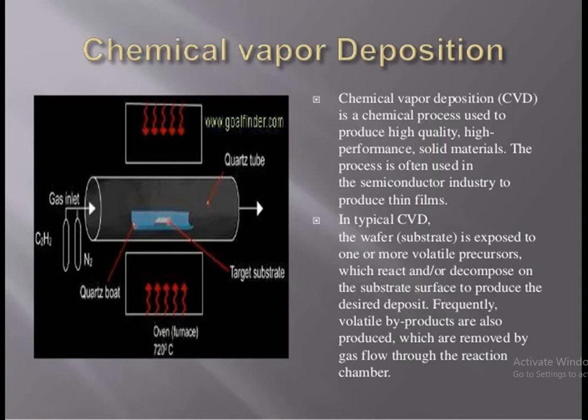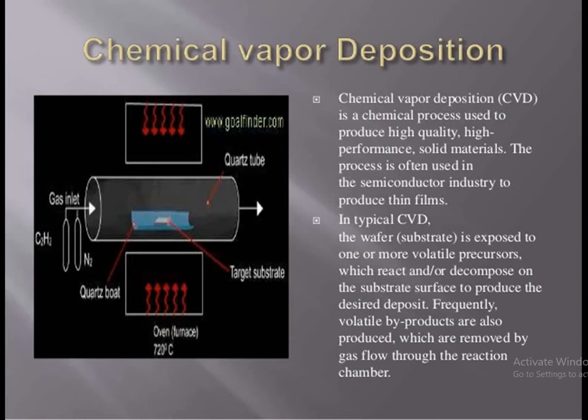As the name suggests, chemical vapor deposition is a chemical process which is used to produce high quality, high performance solid material. The process is often used in the semiconductor industry. So this process is used majorly in the semiconductor industry to produce thin films.